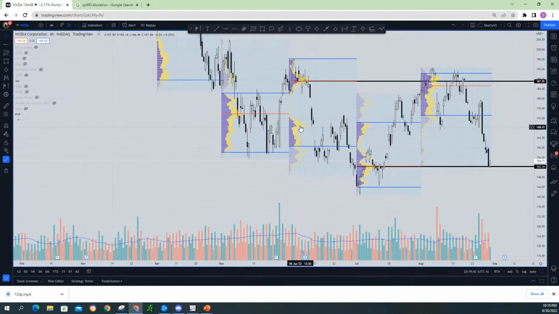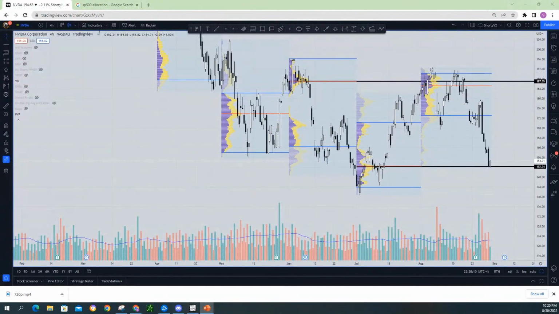Because whenever you have a P-shaped volume profile in a downtrend, it means what? Imbalance. Reversal. It means what? Imbalance. I said possible reversal. Yeah, or a short covering. No, sure.